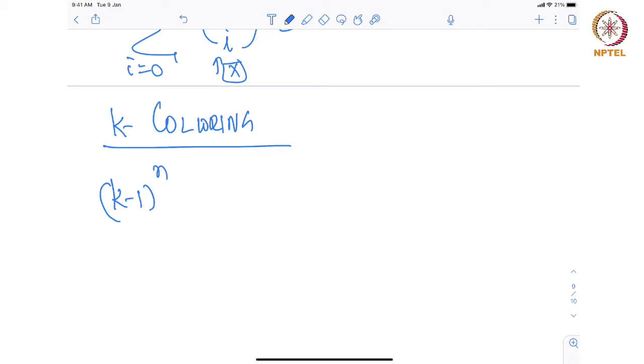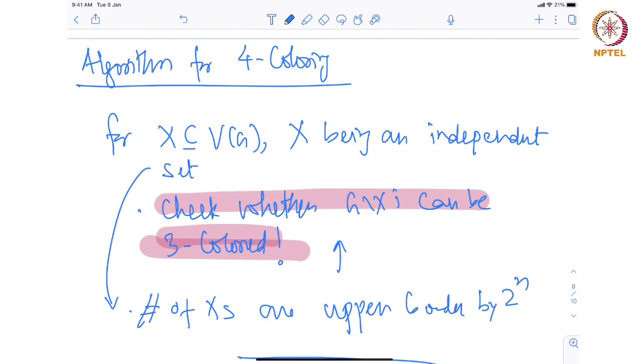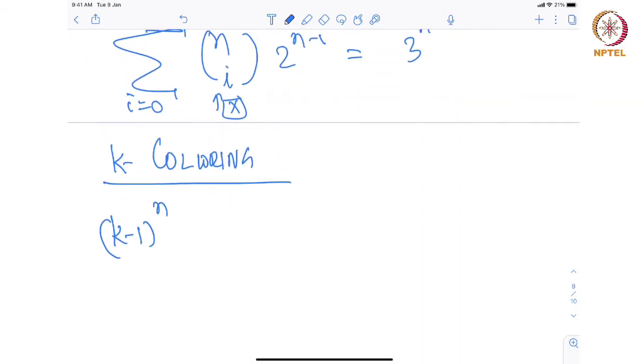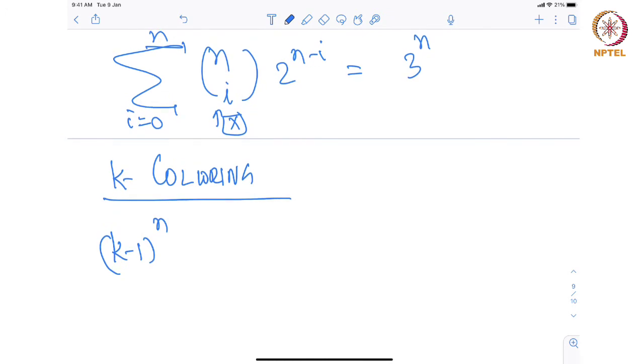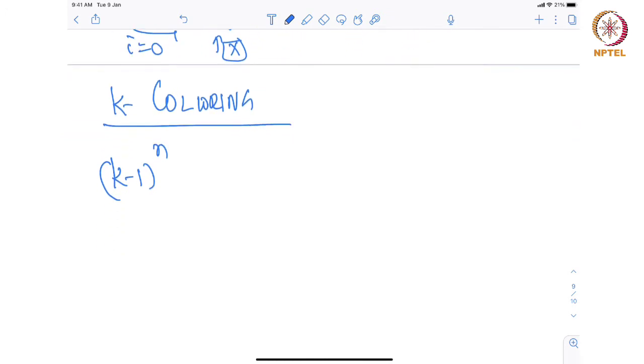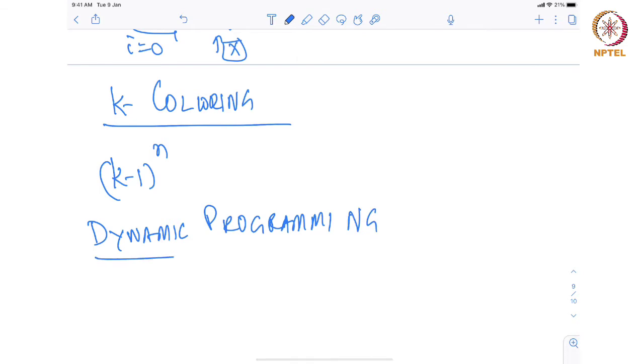But this tells us something. This idea of an algorithm tells us that X being an independent set, we check whether G minus X is 3 colorable. So once I know the first set, in the remaining I need to know the chromatic number of G minus X. This immediately implies that maybe we should look for a dynamic programming algorithm, and in fact you can design a simple dynamic programming algorithm based on the following recurrence.